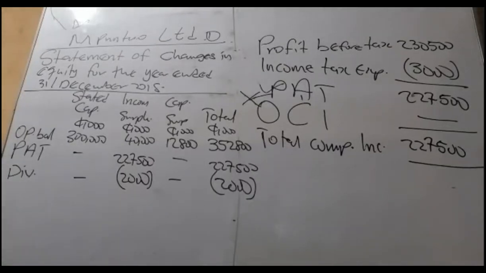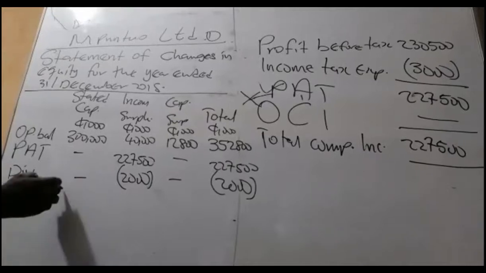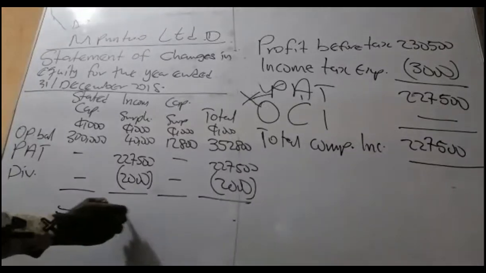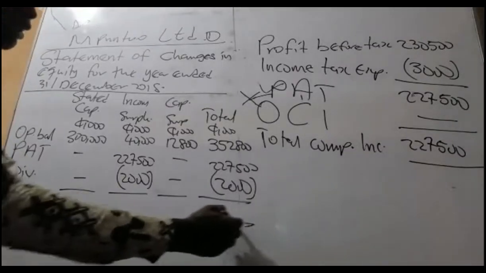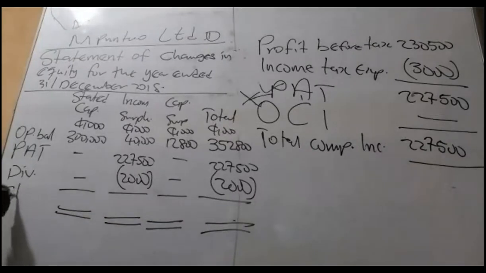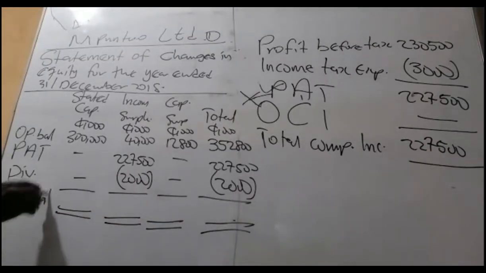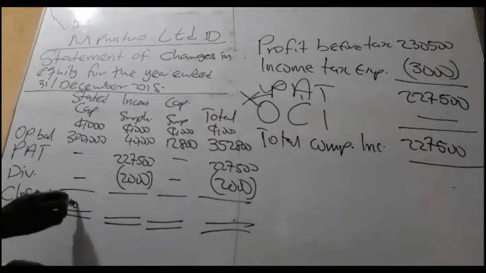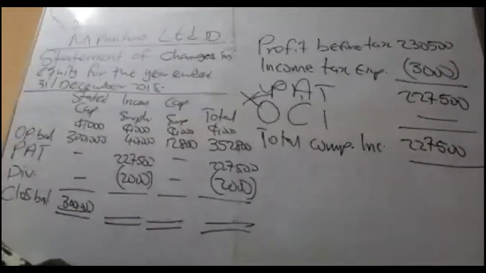That is it. Now this question, that's all. So you underline it. That's the changes in equity. Double underline it like this. Then call it closing balance. In this class, balance carried down and carried forward are forbidden. You are using open balance and closing balance instead. So you add all.